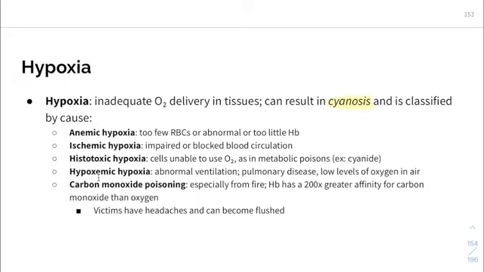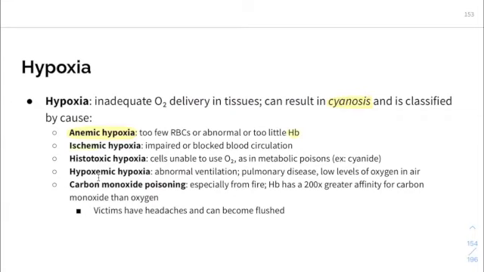We have anemic hypoxia. Most of the time, people with anemia have a lower count of red blood cells, but there's so many different kinds of anemia. It could also have to do with hemoglobin. If you don't have enough hemoglobin, there's not enough place to carry oxygen. Just like if you don't have enough red blood cells, there's not a place to carry oxygen.